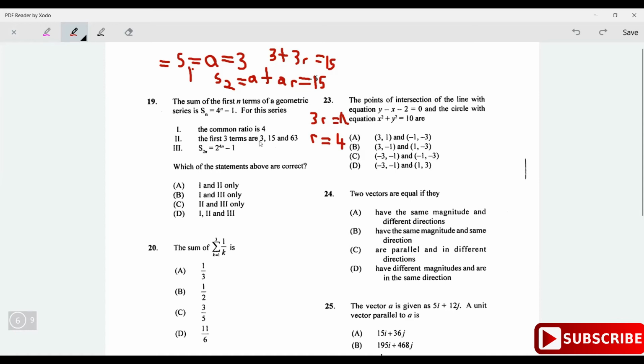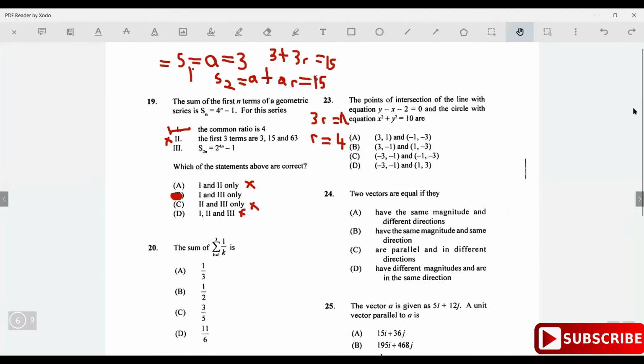It says the first 3 terms are 3, 15, and 63. This is wrong. The first term is 3, but the second term would actually be 3 times 4, which is 12. So this is wrong, and so anything with 2 is out. This wrong, this wrong, this wrong, so the answer has to be option B. Easy question, soft.